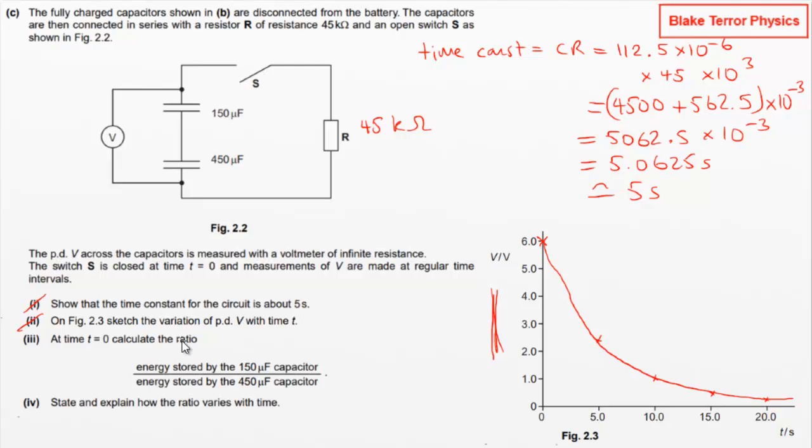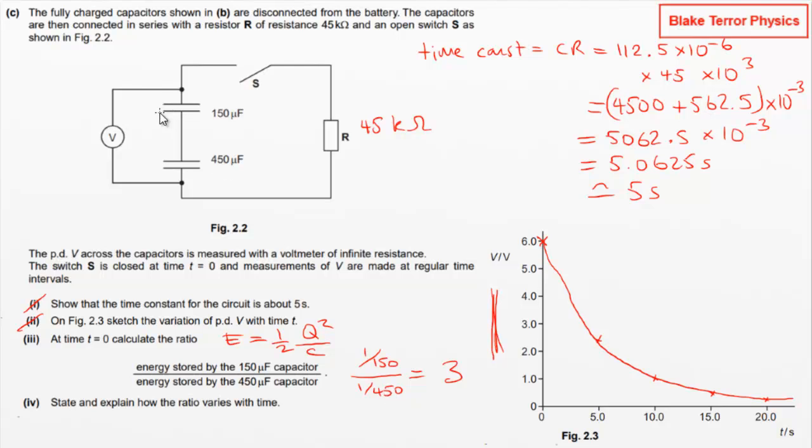At time t equals 0, calculate the ratio energy stored by the small capacitor divided by energy stored on the big capacitor. Right, so we're going to have, well, energy is a half Q squared over C. Now they've got the same charge on them, so that's all going to cancel off. And the halves are going to cancel. So the only thing that's going to be left is the capacitance. So we've got 1 over 150 divided by 1 over 450, because we can cancel the microfarads as well. So that's going to end up being 3. That's the ratio that we've got there.